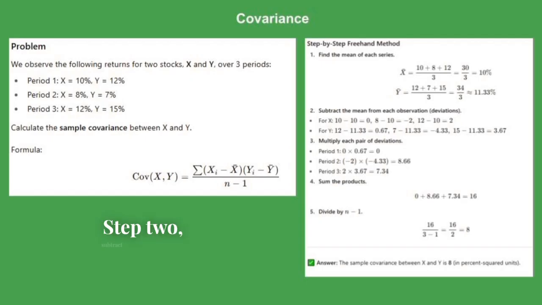Step 2, subtract the mean from each observation. For X, 10 minus 10 equals 0. 8 minus 10 equals negative 2. 12 minus 10 equals positive 2. For Y, 12 minus 11.33 equals 0.67. 7 minus 11.33 equals negative 4.33. 15 minus 11.33 equals positive 3.67.